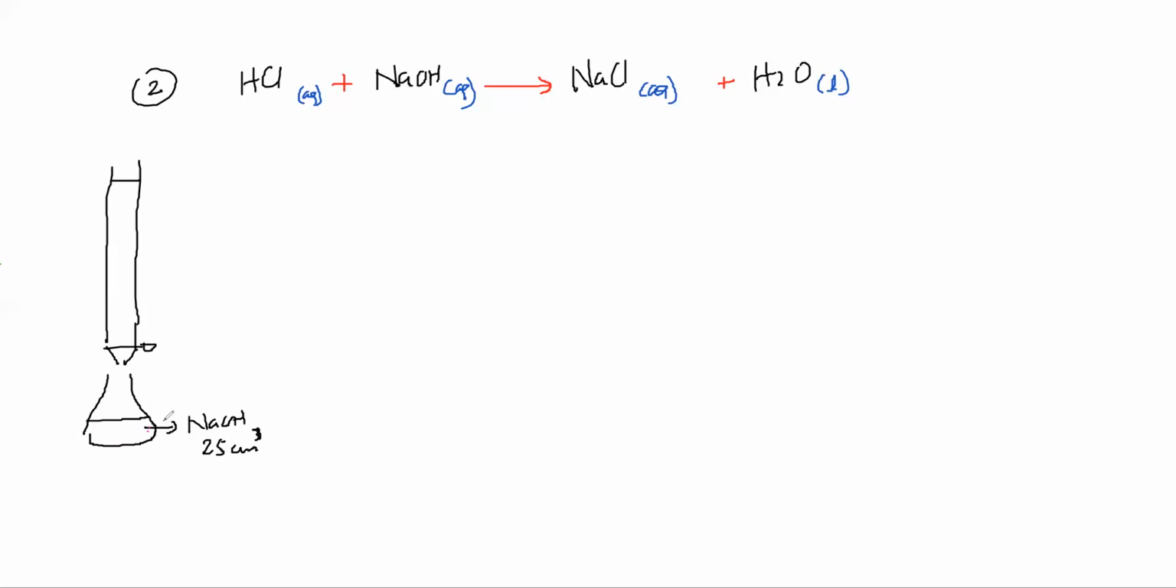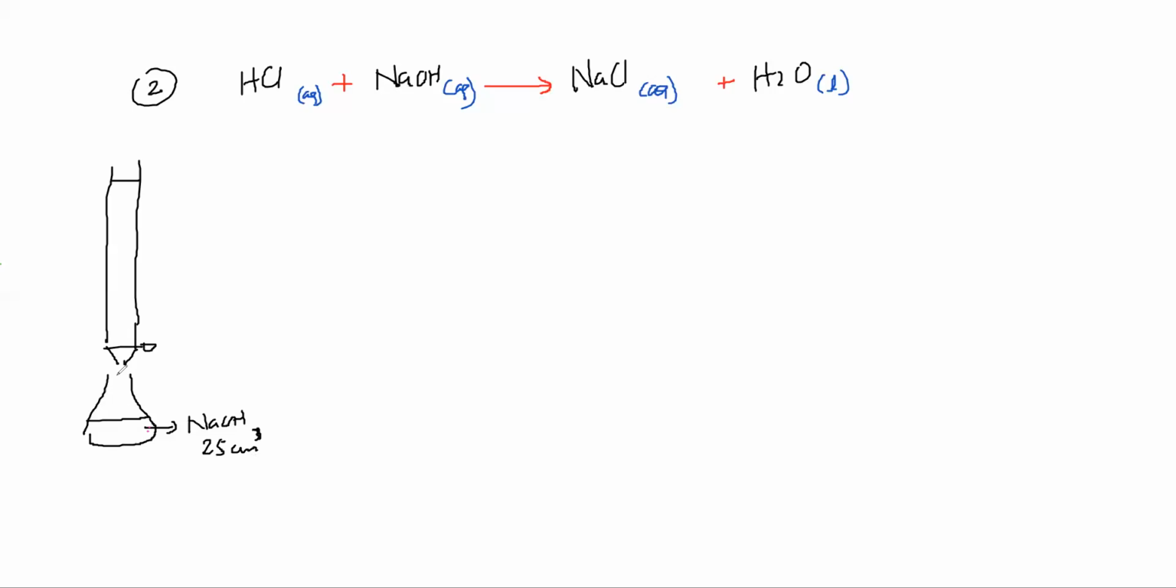Which indicator do we use again? Phenolphthalein. There is also methyl orange. The color changes of phenolphthalein and methyl orange are given in the info book. Refer to that. You should know which indicator will have which color in the acid, which color in the base, which color in the neutral.